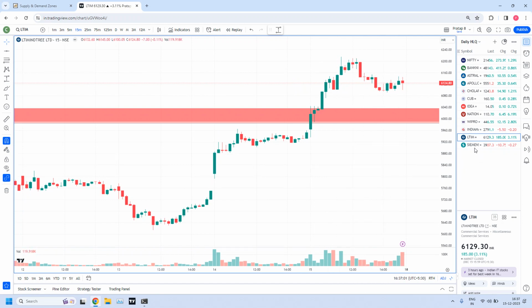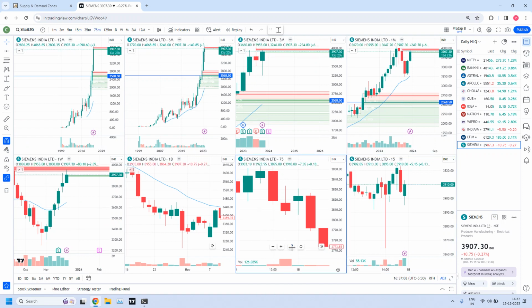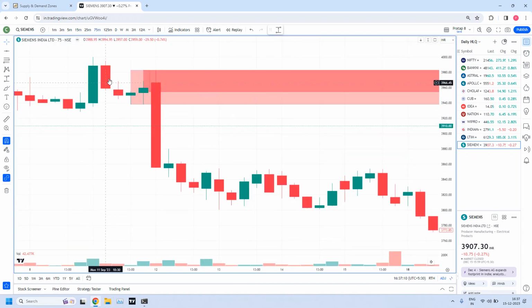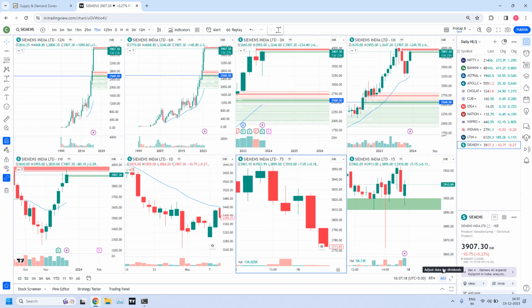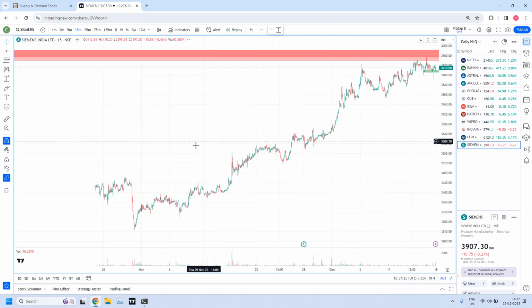And the next one is Siemens. Siemens is also a 75 minutes time frame zone. We have a leg candle, we have 3 base candles, and then we have a drop candle. And this one we have fine tuned to the 15 minute zone.